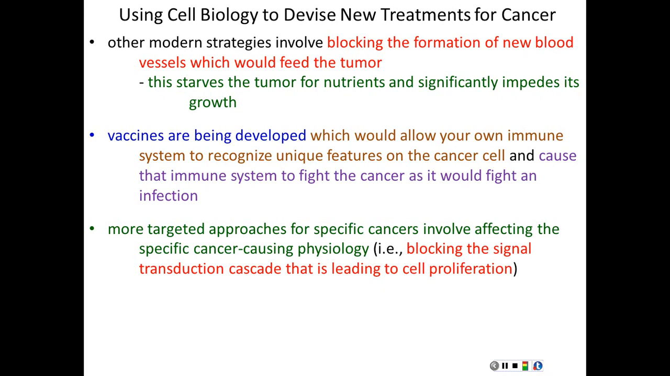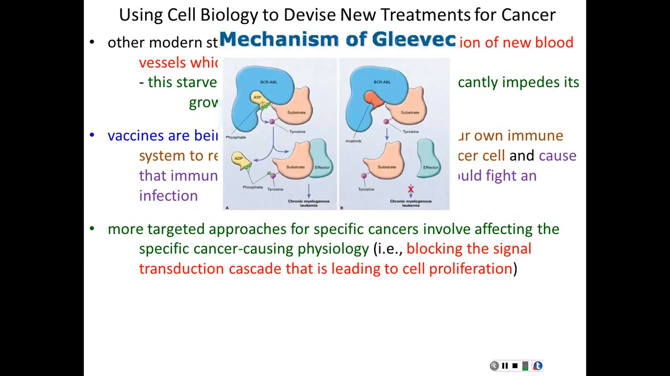More targeted approaches for specific cancers involve affecting specific cancer-causing physiology, so we can block the cell signaling cascade that leads to cell proliferation. A perfect example is colorectal cancer. If we can find a way to get functional APC protein back into those cancerous cells, we would stop the cancer. We would block proliferative cell growth.